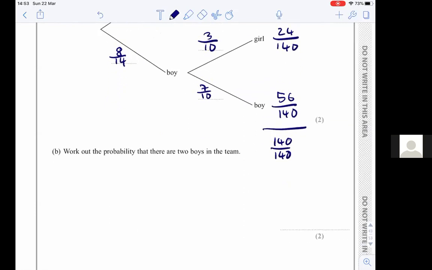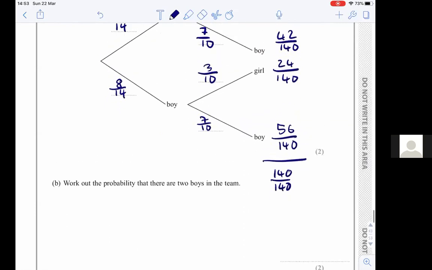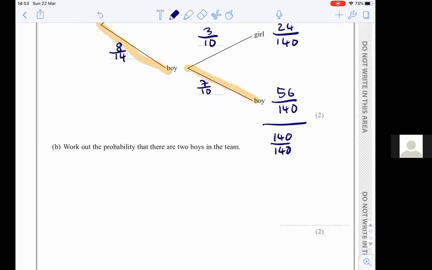So I'm pretty confident with that working there. Work out the probability that there are 2 boys in the team. Well, that's going to be this root. Now, remember, so it's this 56 over 140. I'm just going to show you the working though. 8 over 14 times 7 over 10 is 56 over 140. Let's see if that simplifies down on my calculator. 56 over 140 equals 2/5. That's a nice number. That gives me confidence.